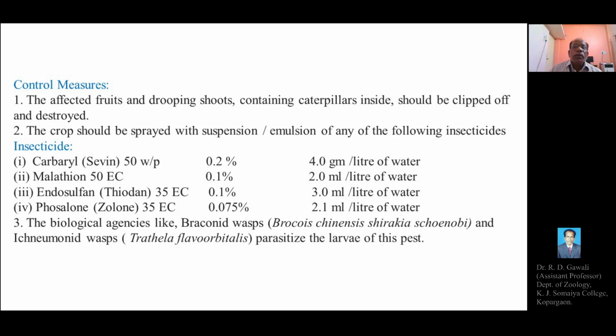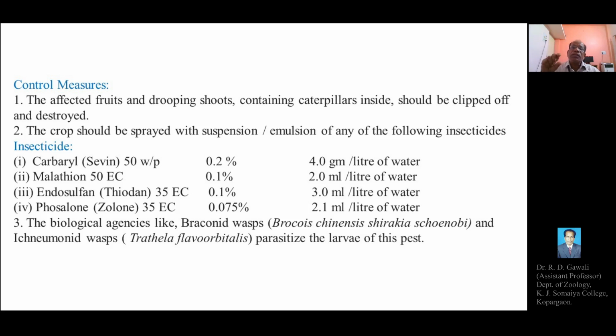So the affected fruits and the drooping shoots containing larvae or caterpillars inside should be cut off or clipped off and destroyed or removed from the brinjal field. The crop should be sprayed with the suspension or the emulsion of any of the following insecticides, such as carbaryl, commonly called Sevin, which is 50% wettable powder, at 0.2%, that is 4 gram per liter of water.